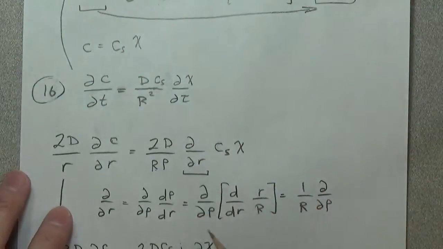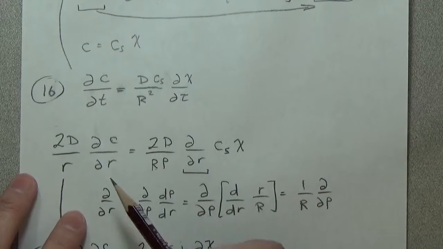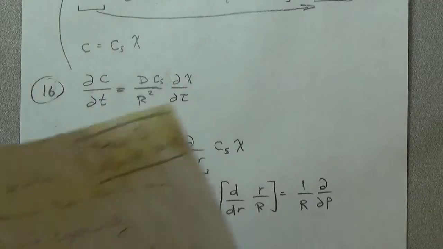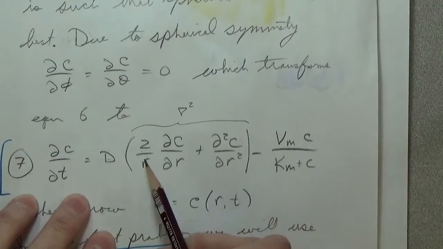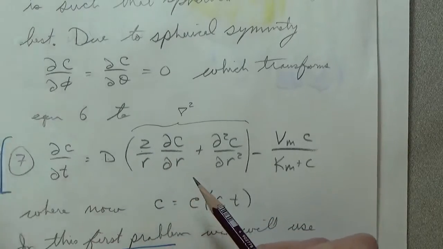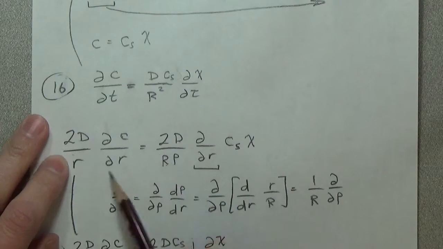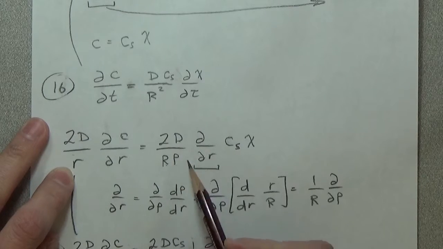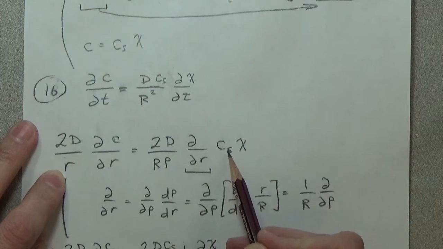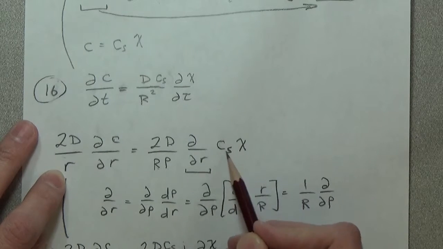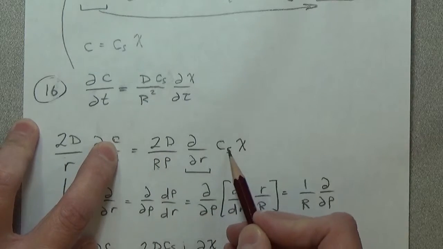So for example, we have a term here. Where is it at? Let me get our equation out. We have to multiply D through here, and we've got a term which is D 2 over r dc by dr, which is 2 D over r dc by dr. Well, we take this r and we put in a rho. We have a d by dr Cs chi. Okay, and that's from the definition of c, because c is Cs chi, and we still have this d by dr.